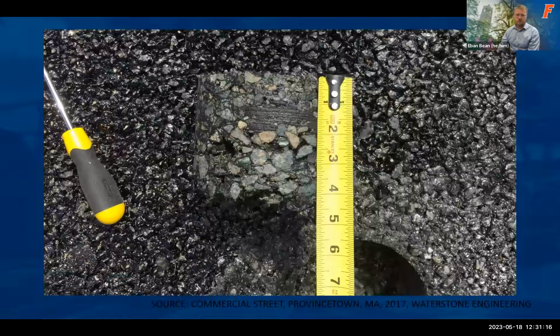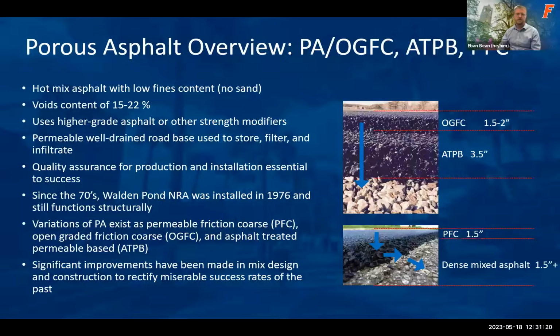Just going to go through this real quick. Porous asphalt, very similar to porous concrete. Some of the main things that are different here, we have open graded friction course, typically 1.5 to 2 inches. And then there is ATB, which is our asphalt treated permeable base. This works as a choker course, and then you have the reservoir course down below it.